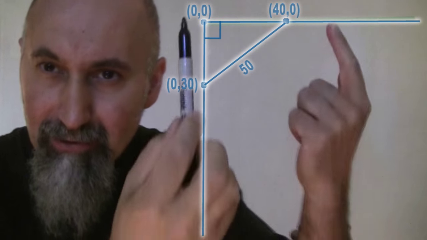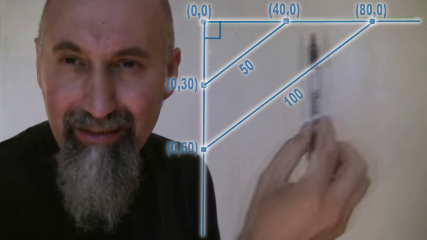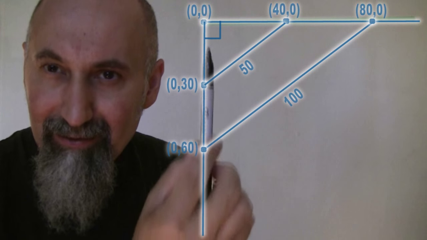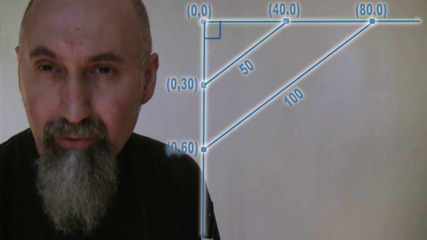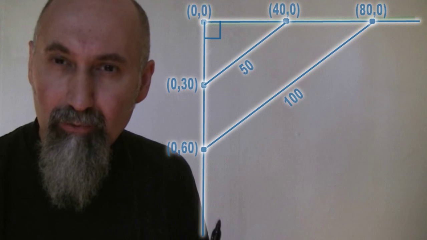And from there, I can just measure down, right? I could do another one with 80 and 60 and 100, right? That gives me 1, 2, 3 points. I can connect those up, right?